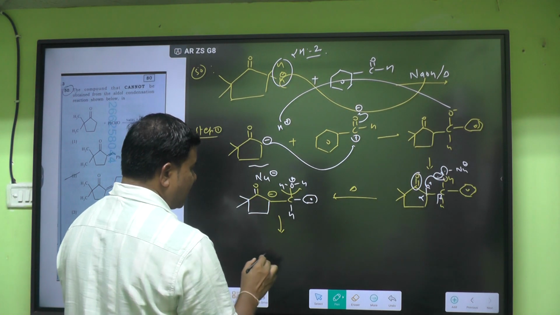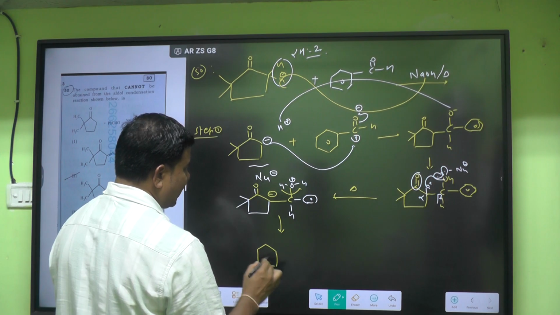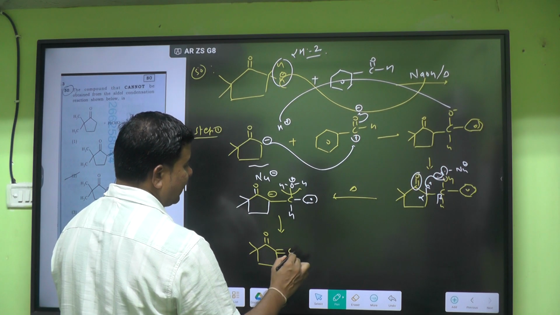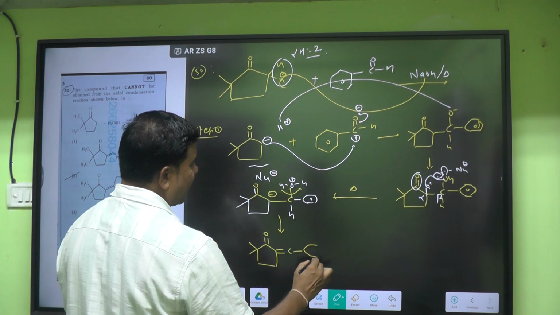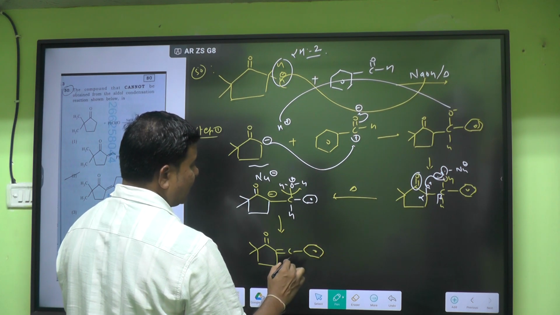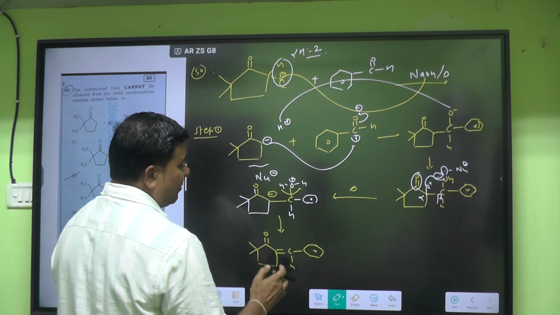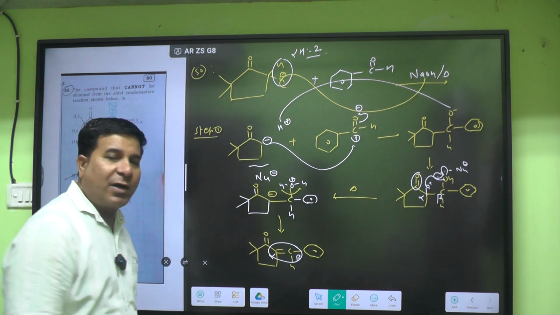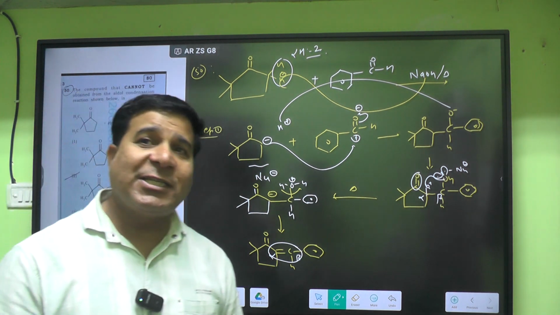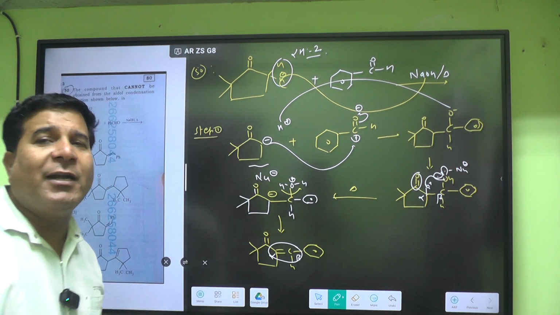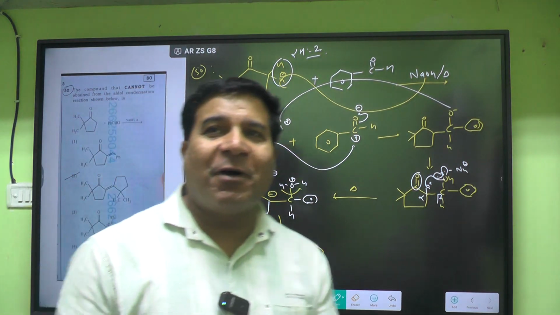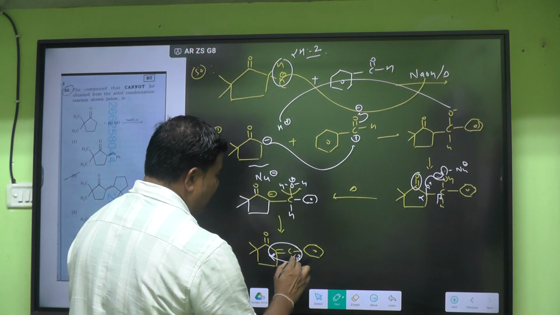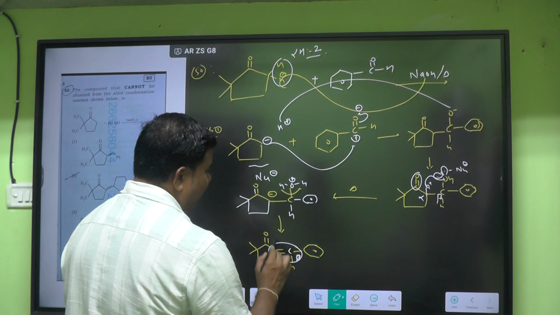Here there is a positive charge after removal of this group. Now the double bond forms here, with phenyl here and hydrogen here. So a pi bond is formed between the alpha and beta carbon. Remember this trick: in aldol condensation a pi bond is formed between the alpha and beta carbon. Here is alpha, here is beta carbon.